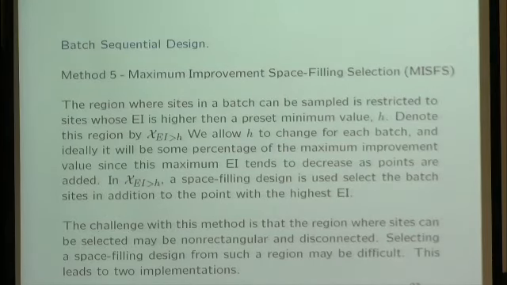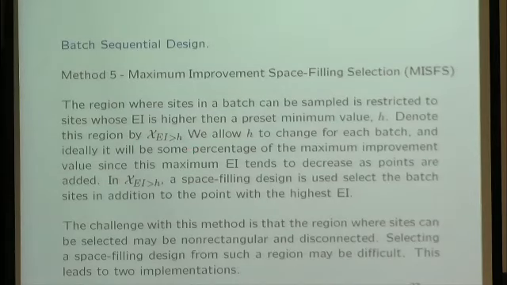Here's another possibility. So you can see I'm just throwing out possibility after possibility. What you do is you say, in my region, what's the subregion where the improvement's bigger than some number? So there's some minimal improvement that we have to obtain. That may be some disconnected, strange-looking set, and you somehow want to take a space-filling design in this set.